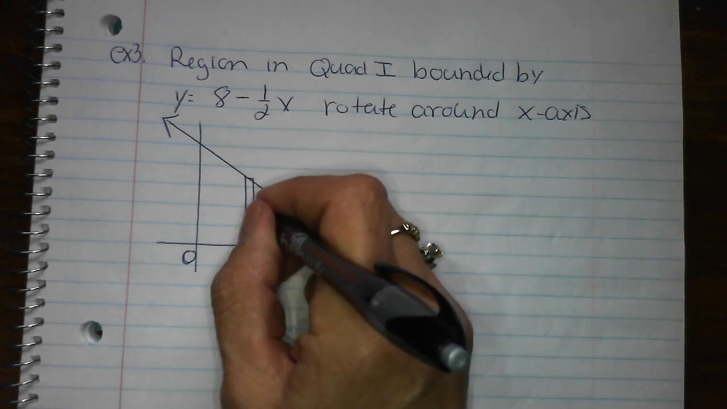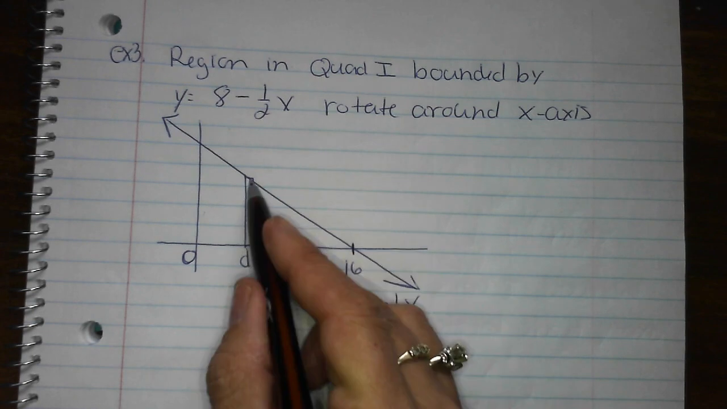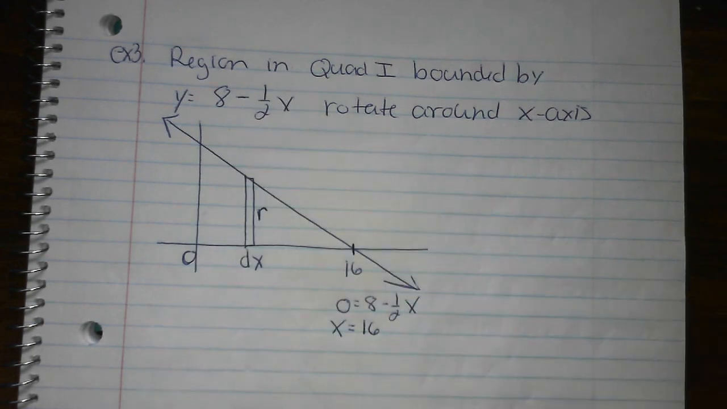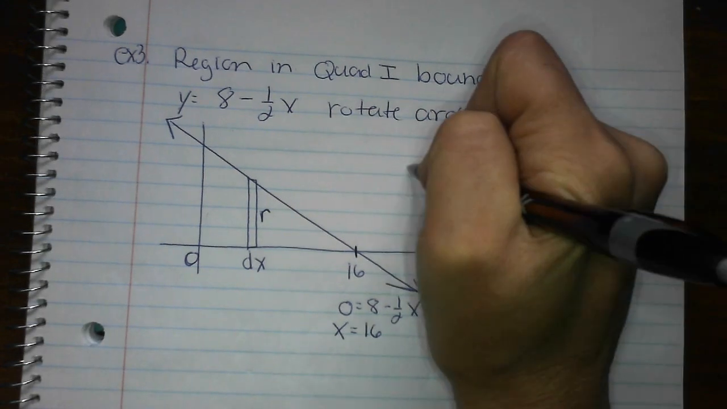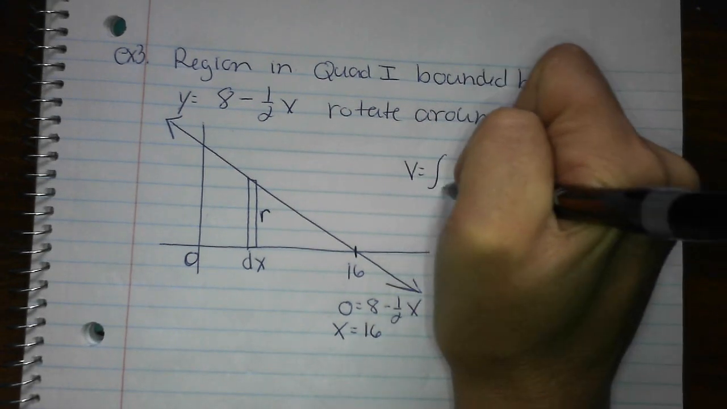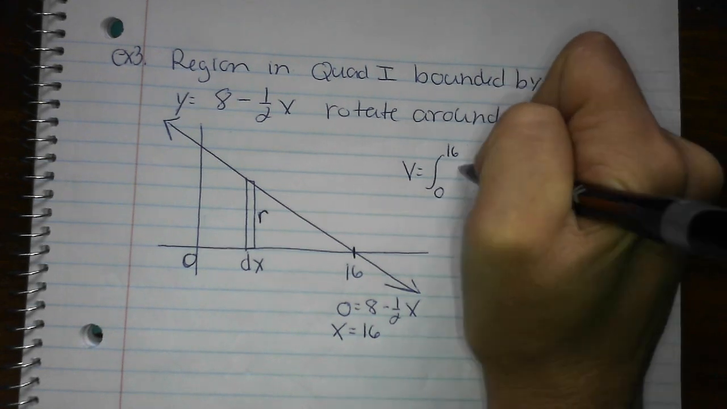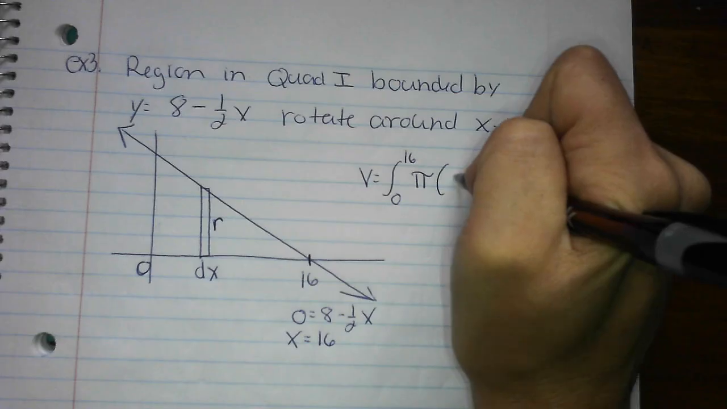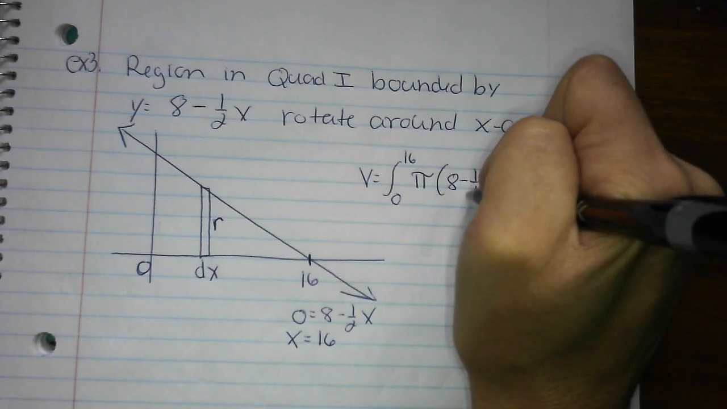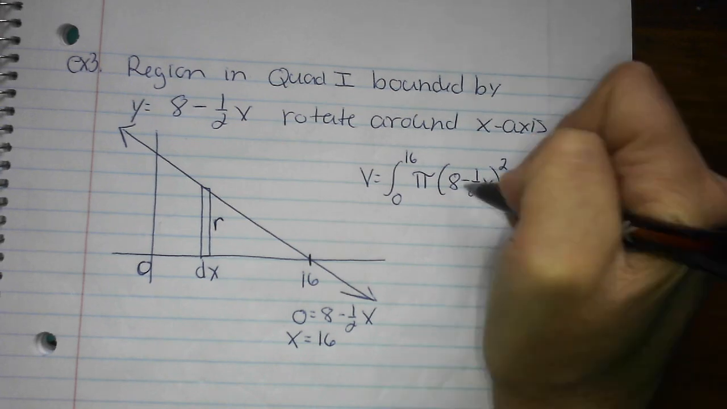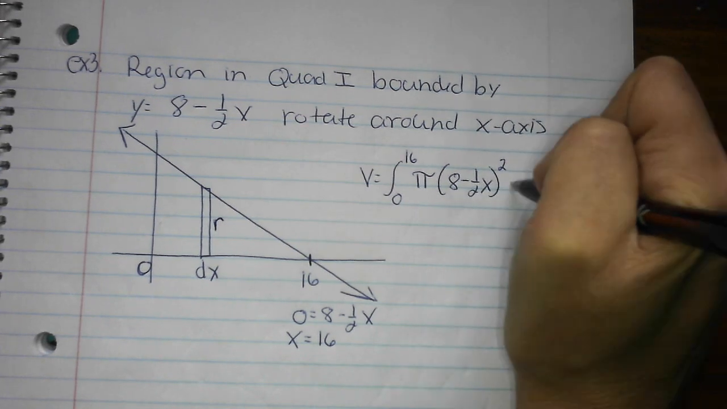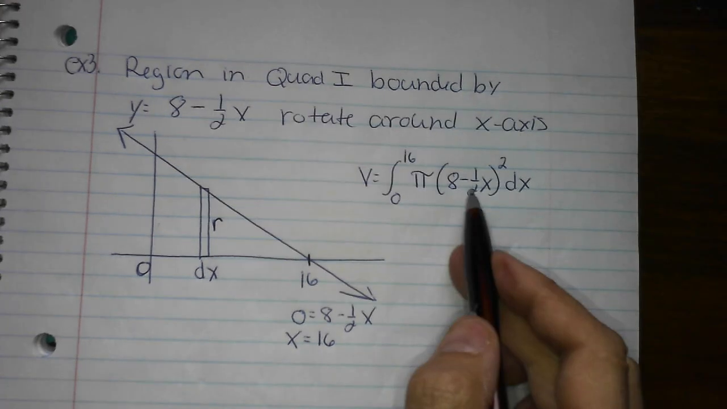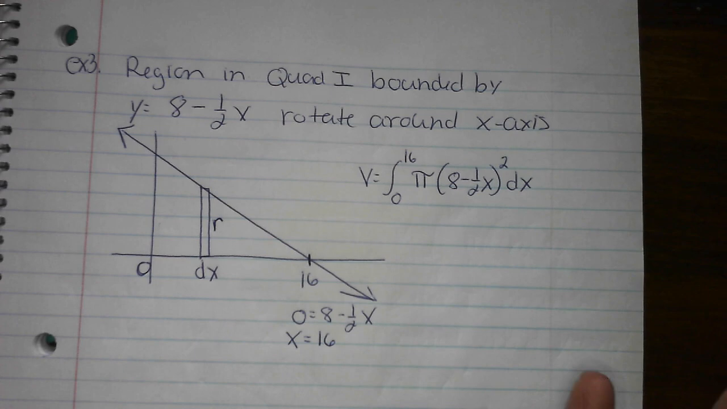My radius is top minus bottom, which makes it just the equation. And now we're ready for the volume formula. So volume, we're going 0 to 16, pi r squared, radius is the equation, r squared, and then dx, r squared h. Okay, there's no simplifying to do here. I just got to remember how to do the antiderivative.